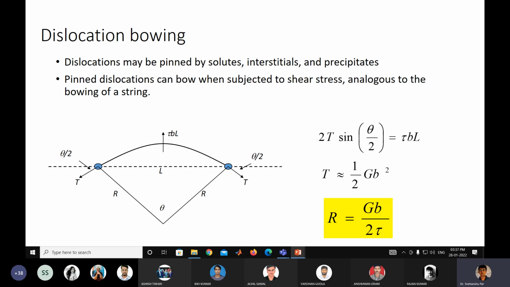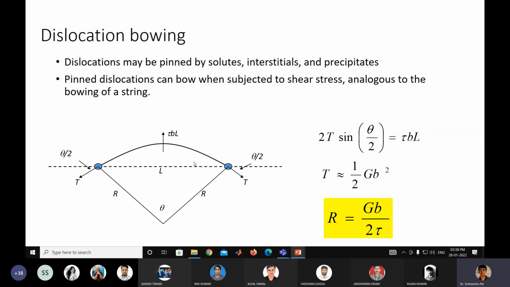It looks like a bow, and a dislocation can bow due to the force. A dislocation may be pinned by solutes, interstitials, and precipitates. Suppose there are precipitates in the crystalline matrix, or any solutes, or impurities, interstitials, small size impurities. Substitutional ones are sometimes not going to pin the dislocation. So dislocation pinning can be done by solutes, interstitials, and precipitates. So a pinned dislocation can bow when subject to shear stress, analogous to the bowing of a string. So in this way, you can do that.